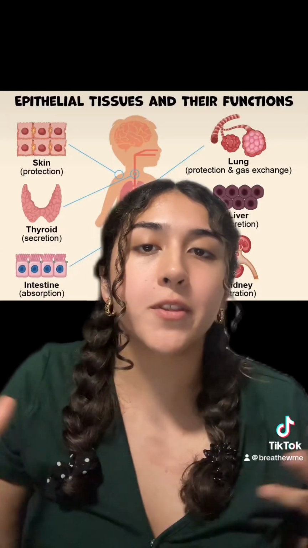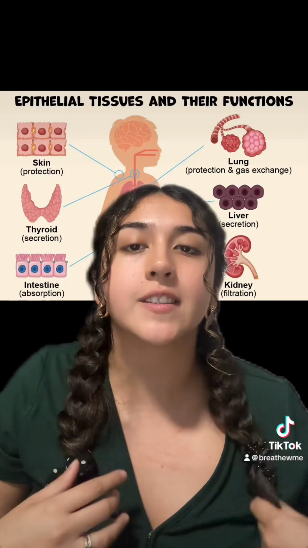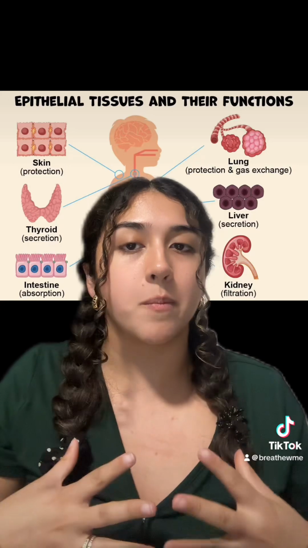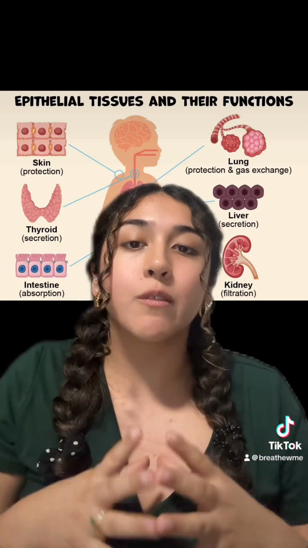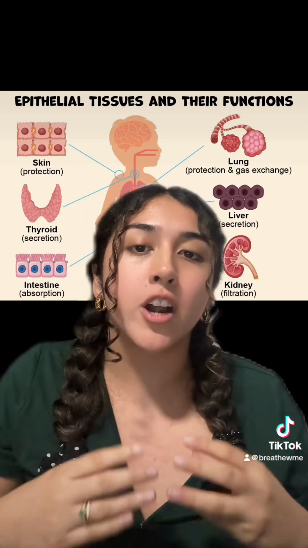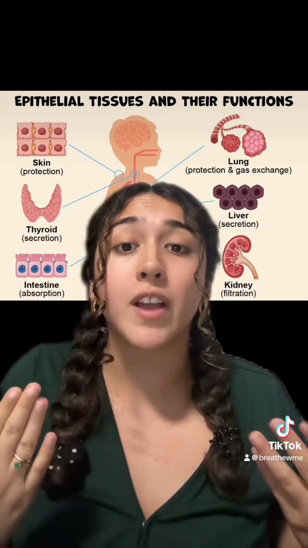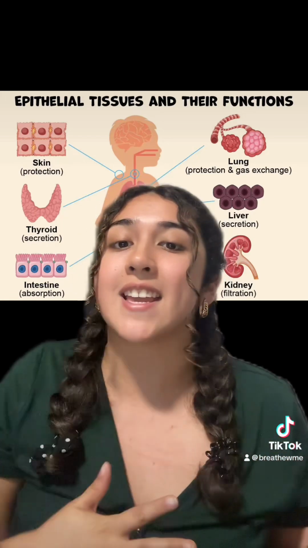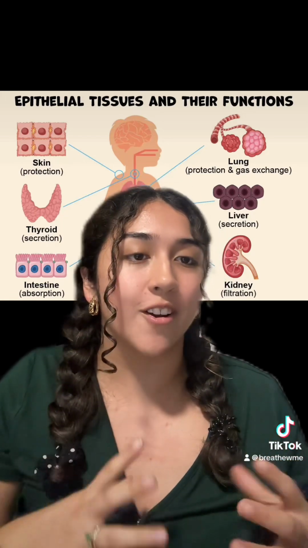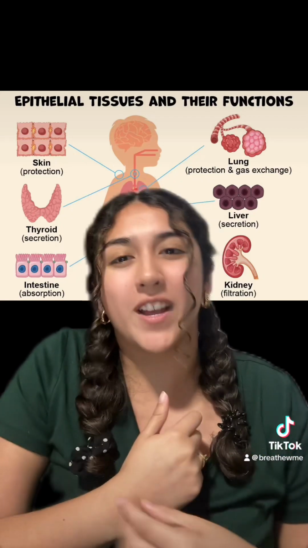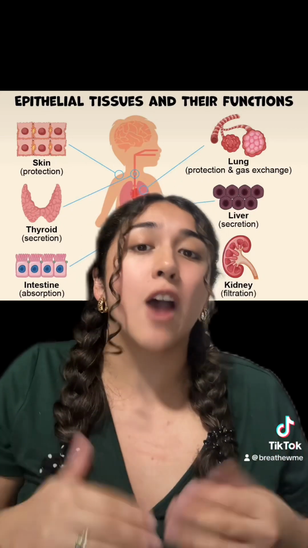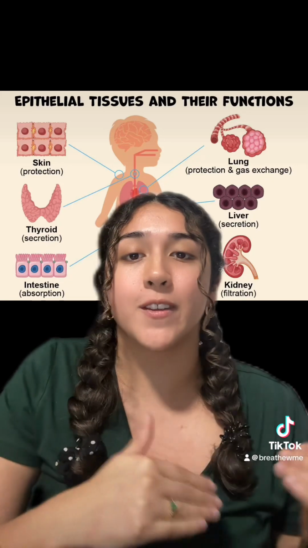Now here are some epithelial tissues and their functions. I want to start by talking a little bit about sensation. We can feel sensation because sometimes in our epithelial tissue we will have nerve endings, which can help us sense things like warmth, pain, right? Oh, that tickles, right? That's because we have those nerve endings in epithelial tissue.